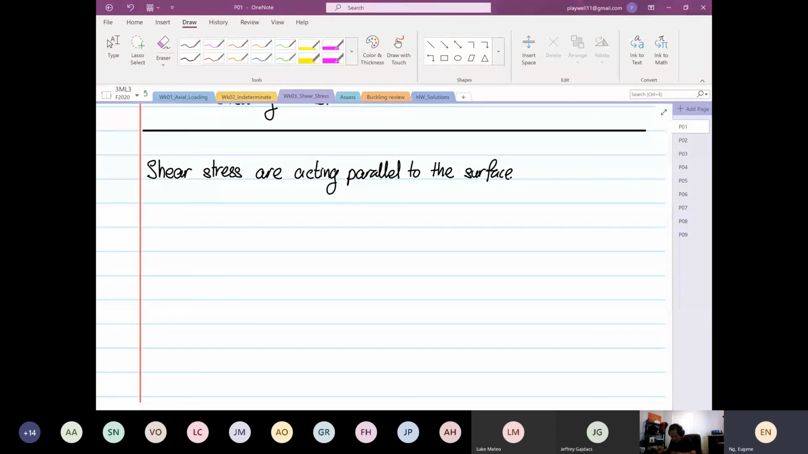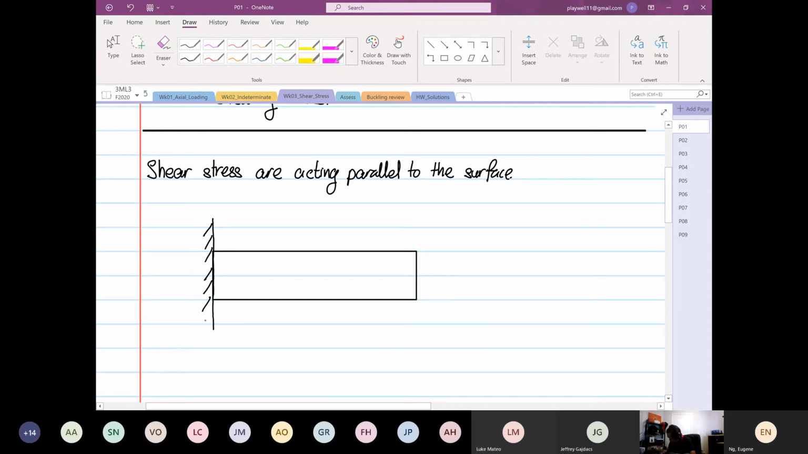So now if we happen to have a cantilever beam, I'm going to sketch out a cantilever beam. So this is our beam, right? So this is where it's built in. Right? And we're going to have this cantilever beam. There's a load applied over here, right? So this load is P, okay?